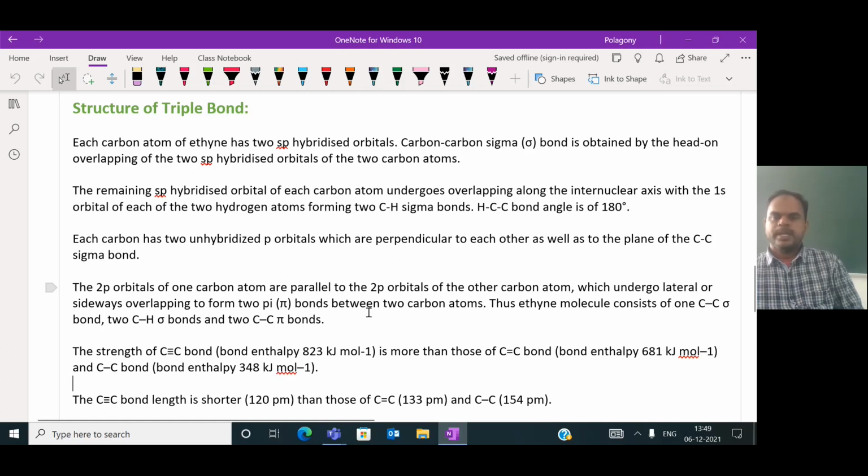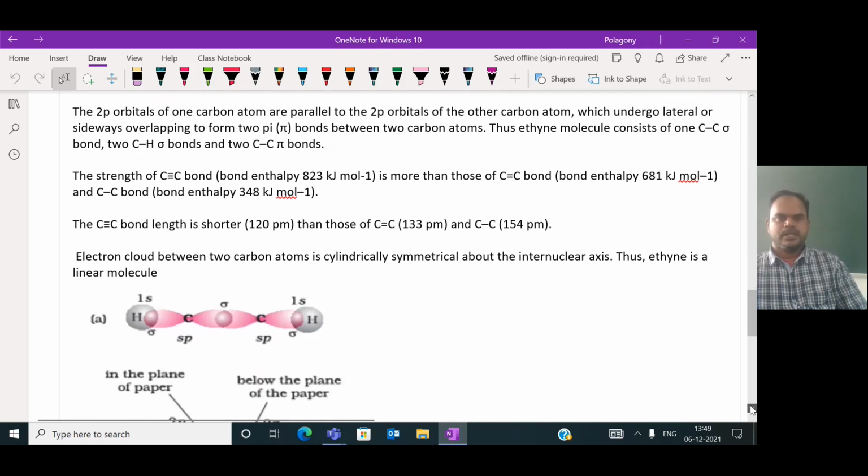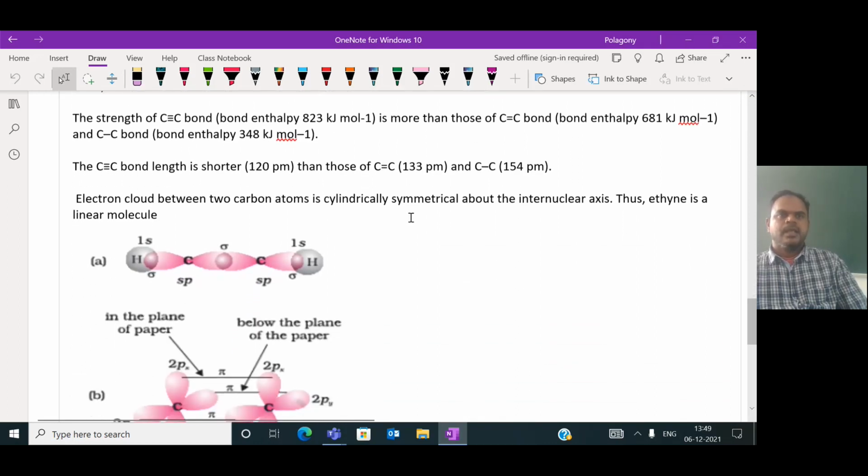sideways. So 2 pi bonds are formed in the ethyne molecule, where the triple covalent bond is present. 2 pi bonds are formed.